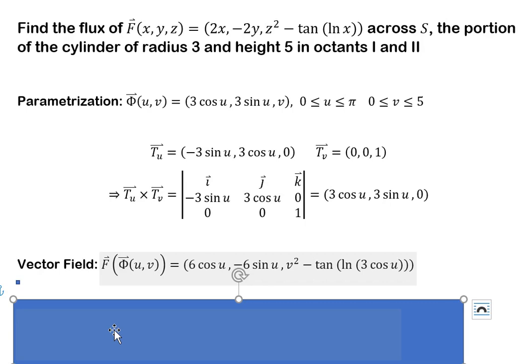Now, looking at that z component of your vector field, you think, oh my god, how am I going to take the integral of that ugly looking thing? I wouldn't even know where to start. Well, keep in mind that we're taking the dot product of this vector and our cross product vector. And if we take a look at the z component of our cross product vector, we get 0. So thank God we do not have to worry about this one here.